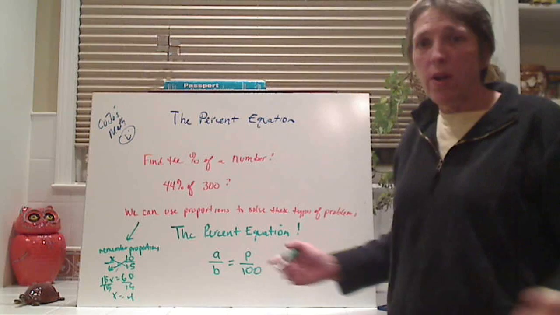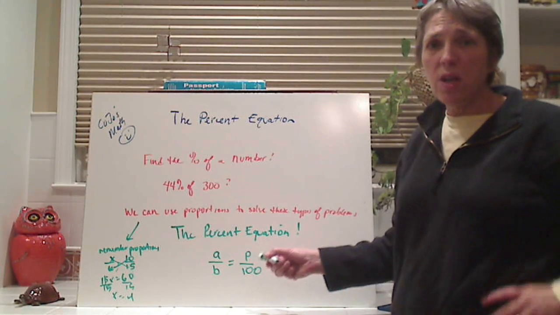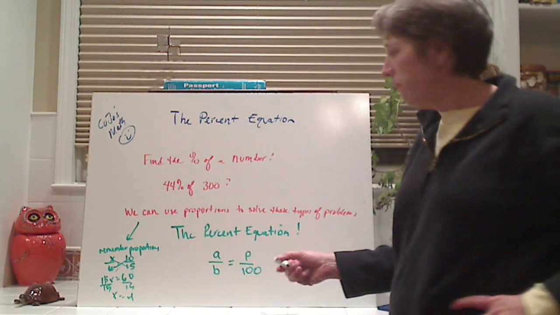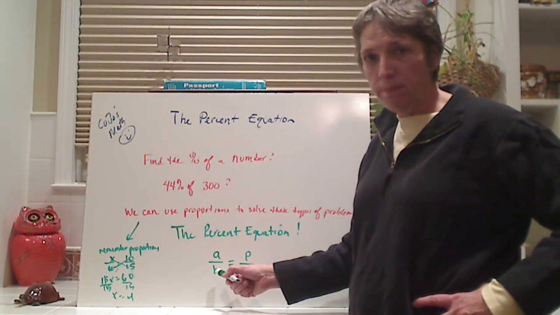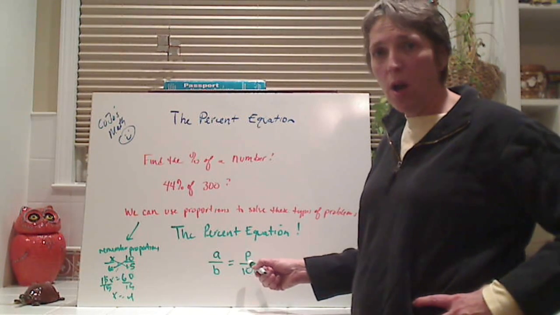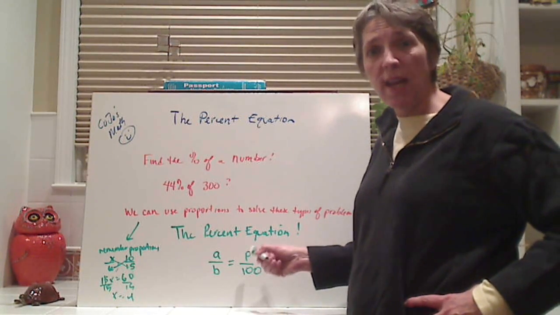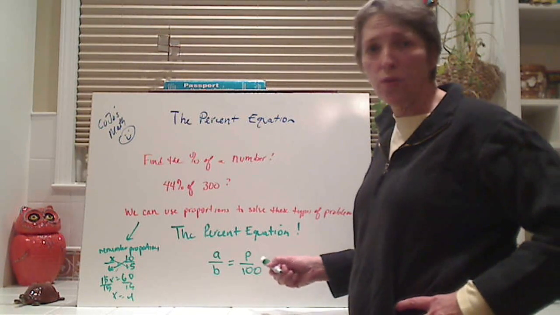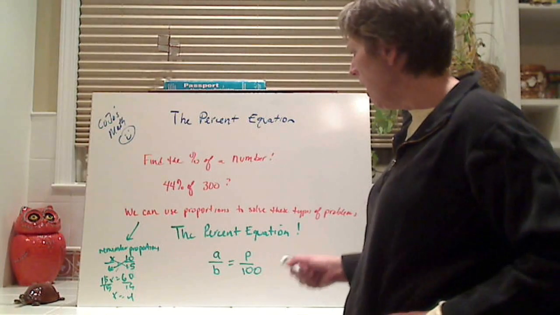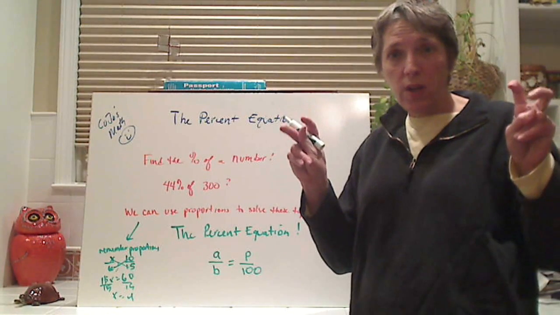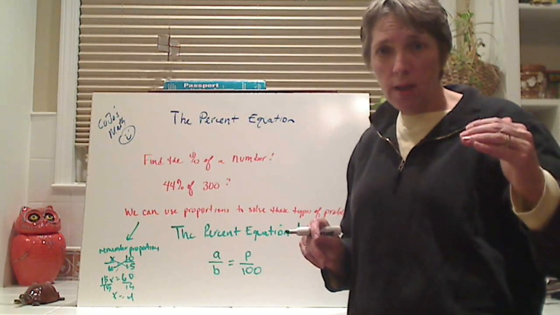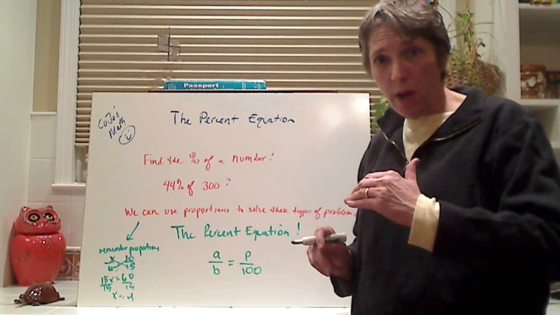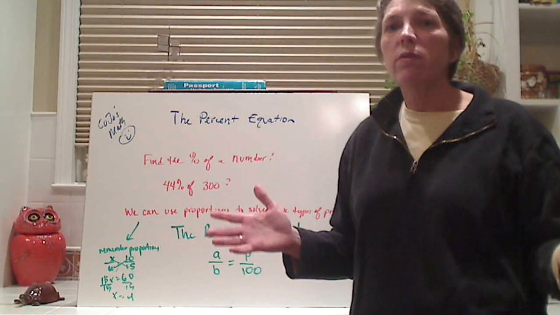Well, with percents, finding the percent of a number or a percent representing two numbers, we're going to use the percent equation, and we're going to treat it like a proportion. It's A to B equals P over 100, P being percent. It's the number that's percent, and it's always written over 100. Oh my goodness, that's so confusing to remember.